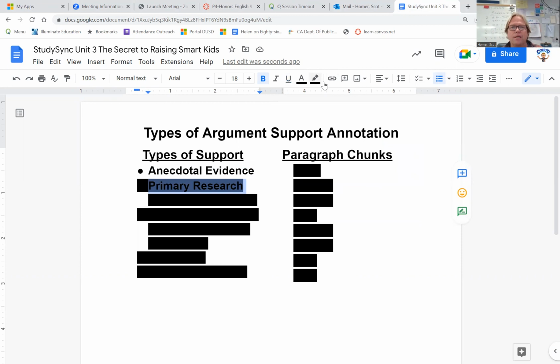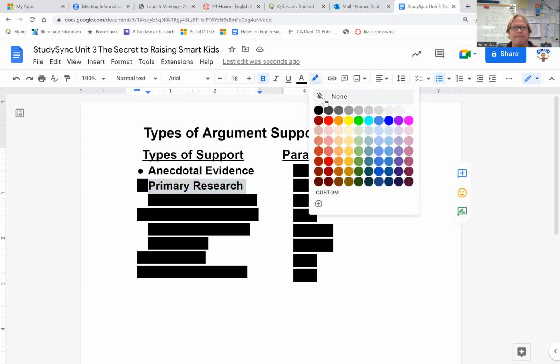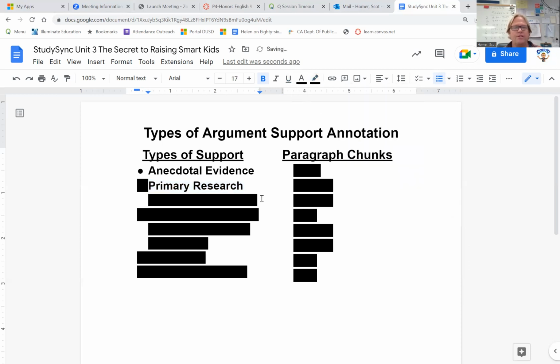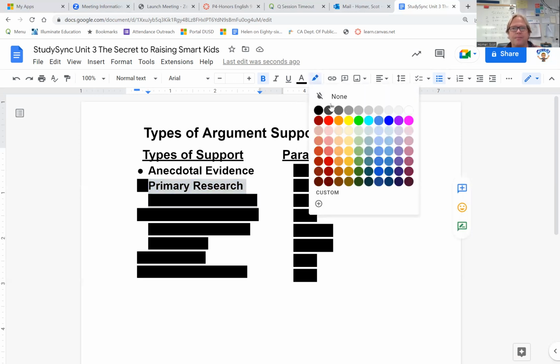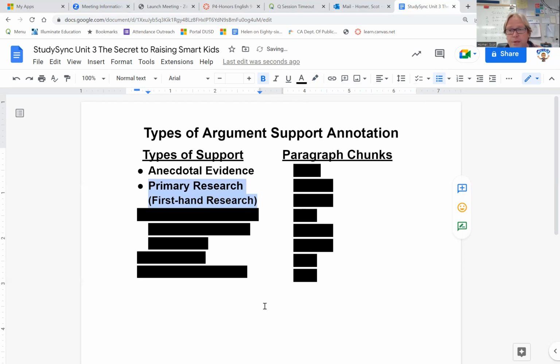Now we get into another one, and we call this primary research. Primary research is when the author herself conducts a study. Now, she could be partnered with other people in the study, but if she's one of the members of the study, then it's their firsthand research. So it's more than just a story. They set up a research protocol, and then they research how different kids performed. So it's called primary research.